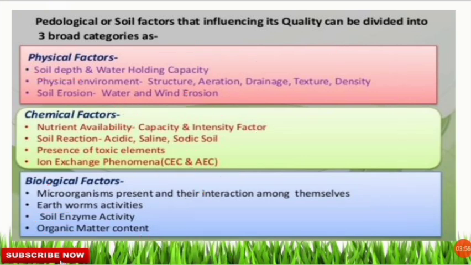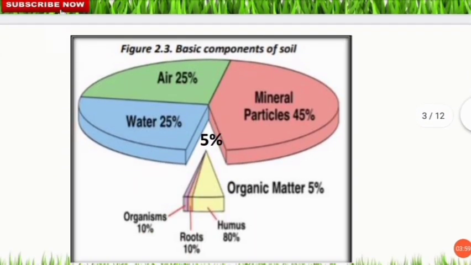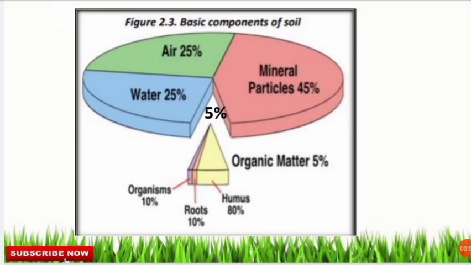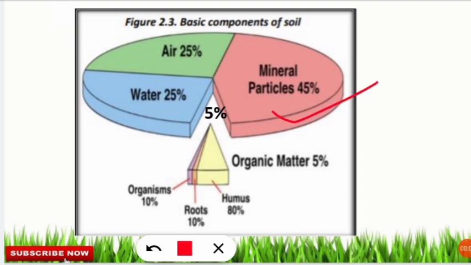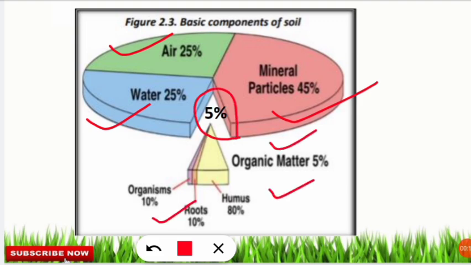Now we will see in the next slide the basic components of soil. Approximately the soil has 45% mineral constituent, 25% water and 25% air. The rest 5% constitutes organic matter, humus, roots of the plants, and 10% organisms living inside. Out of the 5%, 80%, that is most of the part, is the humus part in the soil. Let's move to the next slide.